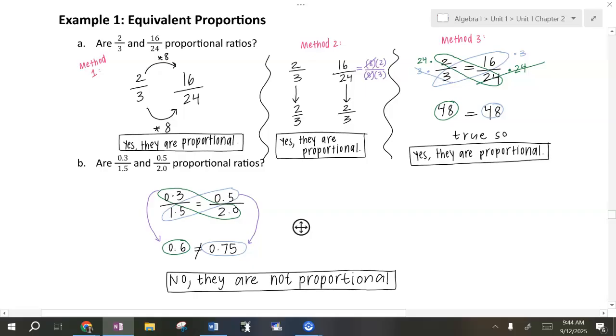You didn't have to use all 3 methods. You can pick whatever method makes most sense to you. In this case, method 3 made most sense to me because it was hard to figure out what I would multiply 1.5 by to get 2. It's not something I know off the top of my head, so I went ahead and did cross products for this one. You can switch out between the methods, or you can just pick one and stick with it.